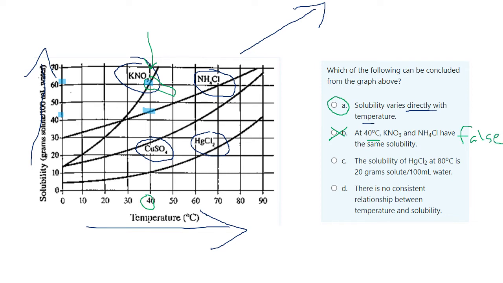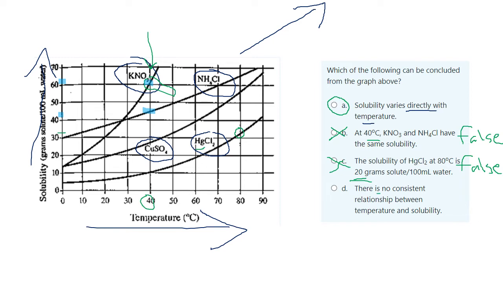In something like this, we are looking to try and remove any answer that is false. And if we can find the answers that are false, then we are more sure about the answer that we choose. C, the solubility of mercury chloride at 80 degrees Celsius is 20 grams per solute. So mercury chloride is here. At 80 degrees Celsius, it is a little bit over 30. It is not 20 grams, it is a little bit over 30 grams. So answer C is also proven to be false by looking at this graph.